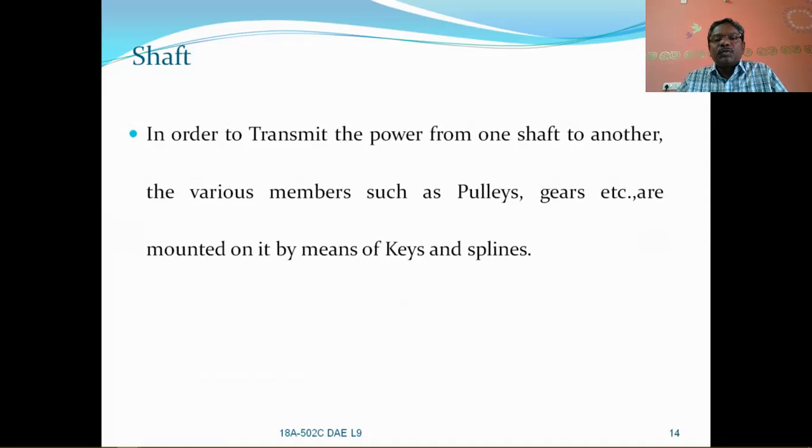even flywheels also, to prevent the relative motion between the shaft and its mountings. So that's why in order to transmit power from one place to another place, you have to mount either the pulleys or the gears or sometimes flywheels also on the shaft by means of keys and splines.